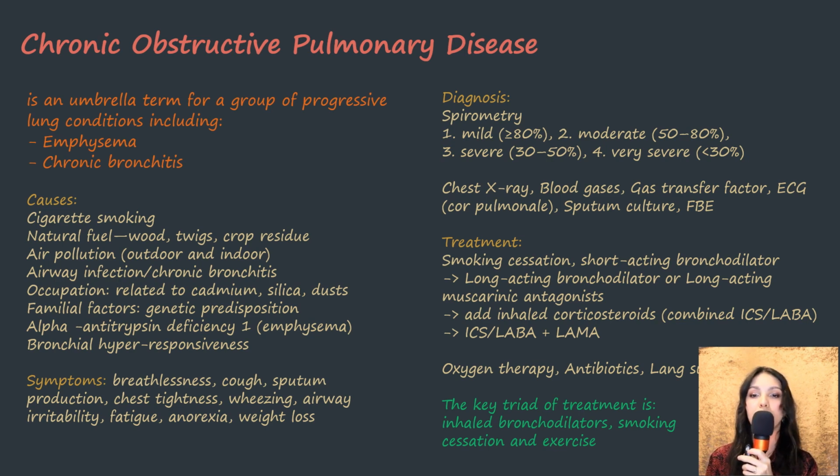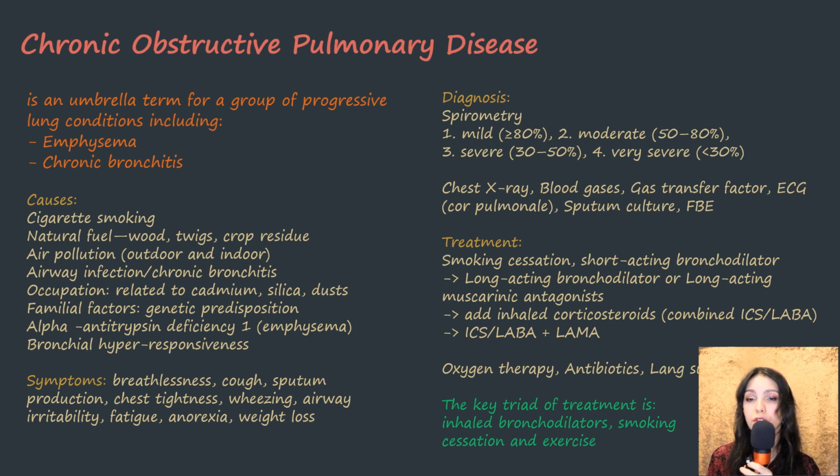So, diagnosis: pulmonary function tests. Spirometry is the gold standard for diagnosis, and there are 4 stages when we look at the forced expiratory ratio, FER. If it's greater than 80%, it's a mild stage. For moderate, 50 to 80; severe, 30 to 50; and very severe if it's less than 30%. Chest X-ray could be normal even with advanced disease. So also blood gases and gas transfer factors.